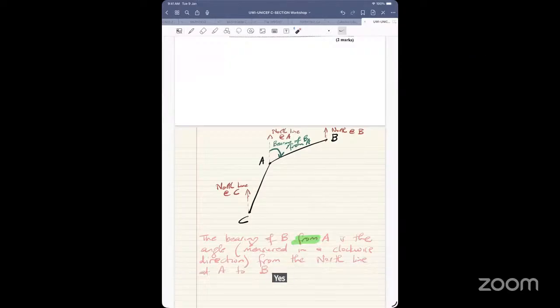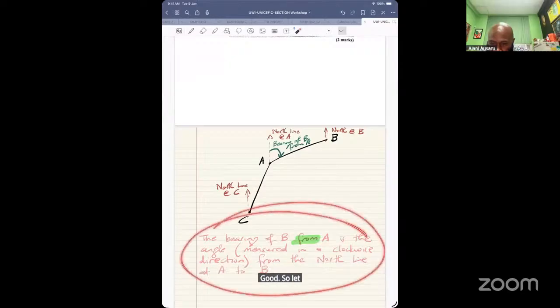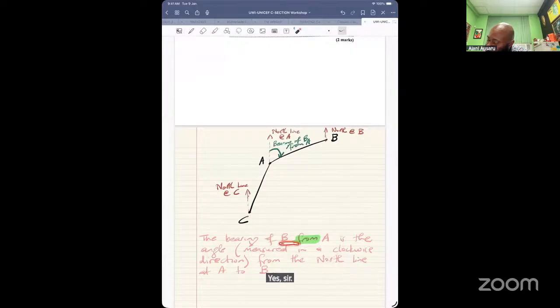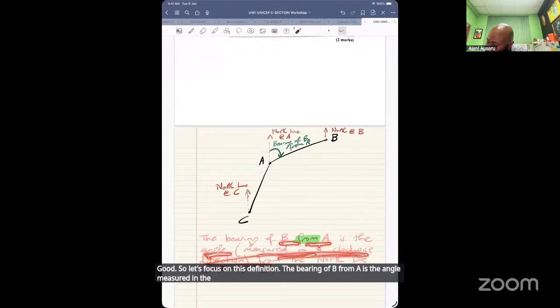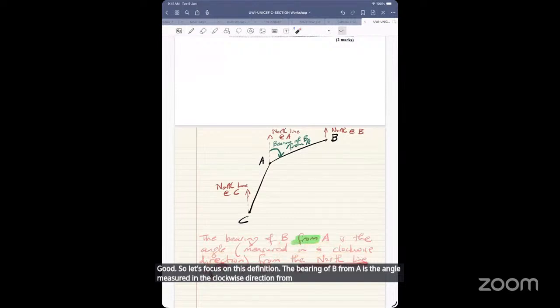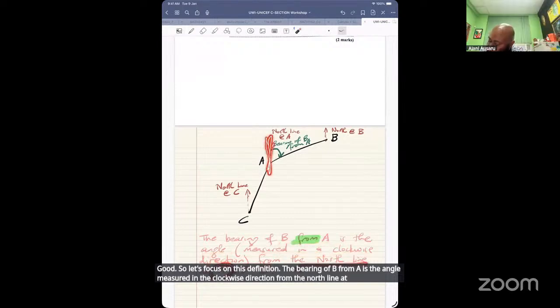Is everybody with me? Yes, sir. Good. So let's focus on this definition. The bearing of B from A is the angle measured in the clockwise direction from the north line at A, or through A, to B.